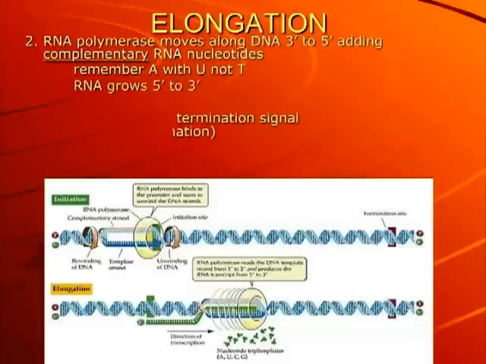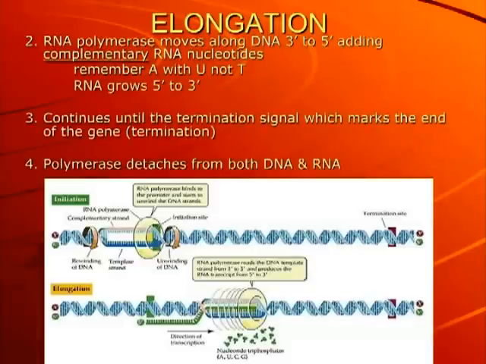The second stage in transcription is known as elongation. Elongation is basically the RNA polymerase moving along the DNA and adding complementary nucleotides. And A pairs with U and not T. And the RNA grows in the 5' to 3' direction. Same idea as DNA replication. If you remember, 5 to 3, 5 to 3. RNA has to grow the same way because polymerase functions the same way, whether it's RNA or DNA, and will only add to the 3' end.